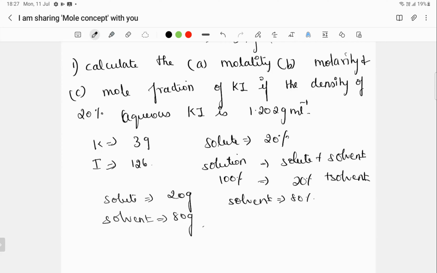Did you put the molarity? First one, say the answer for molality. Everything is given, so just substitute directly and give the answer. Given mass 20; 1.202 is the density. So given mass 20, what is the molar mass? Add K and I, 39 plus 126. Into 1000 divided by the mass of the solvent in grams. So how much is the solvent?